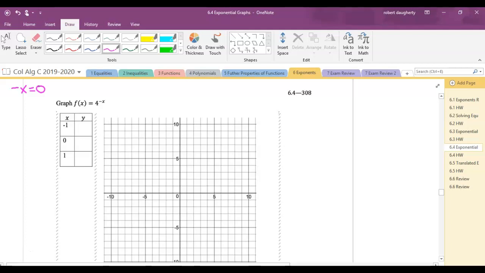So what is 4 to the -0 power? That's 1, okay. What is 4 to the -1 power? 1/4.